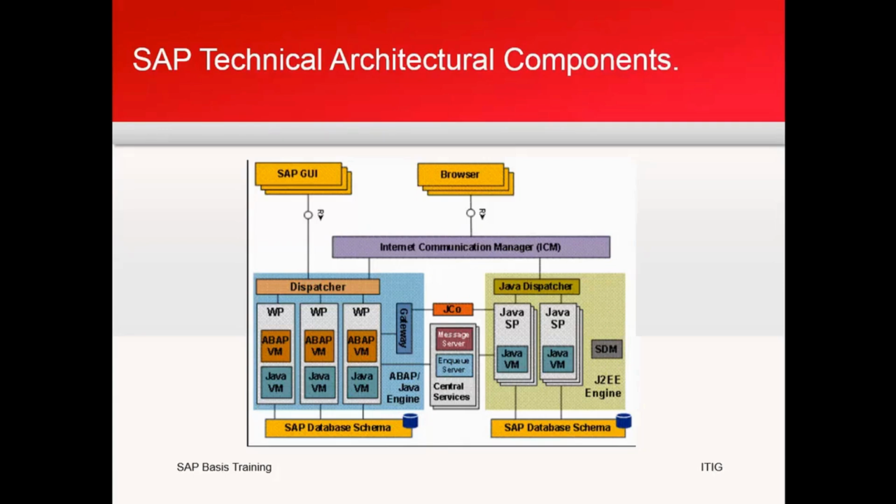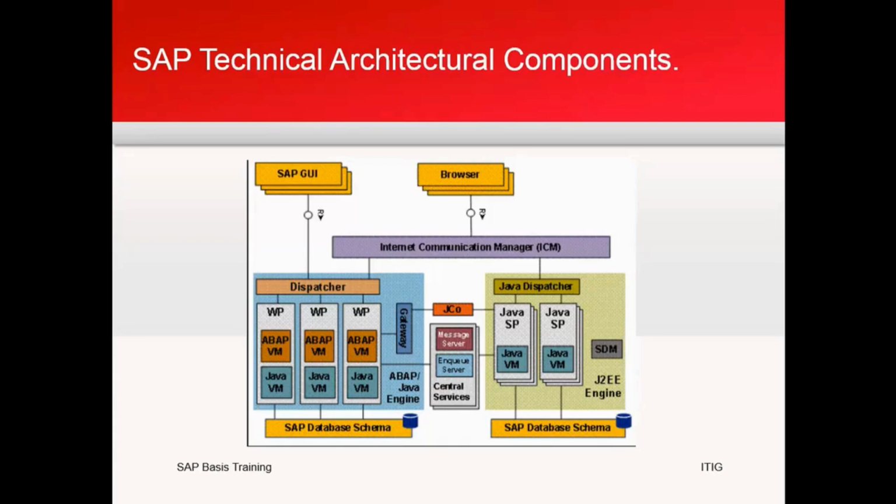Okay, on the ABAP side, you are connecting from SAP GUI to the dispatcher, and the dispatcher in turn connects to the work process. The work process, if required, will connect to the database schema. And the connection between ABAP and Java is done through JCo. In the middle, you can see one of the core components, where you have the message server and the enqueue server. This is called the central services instance.